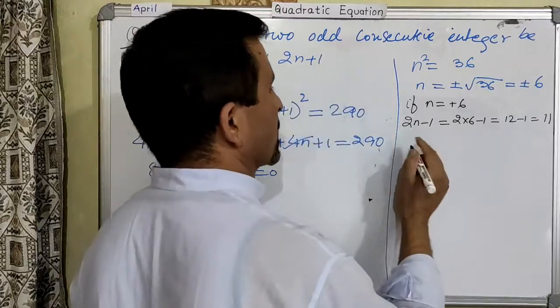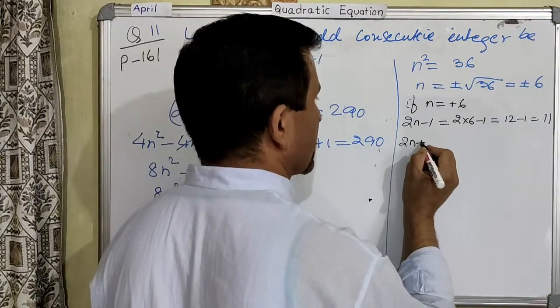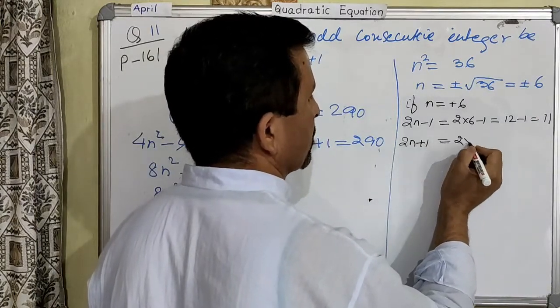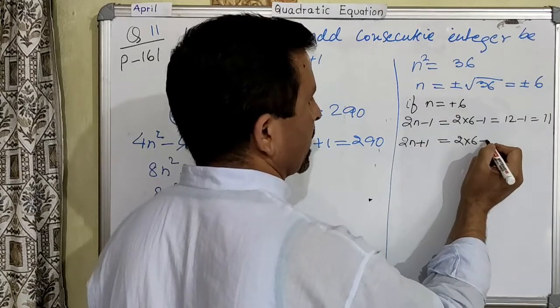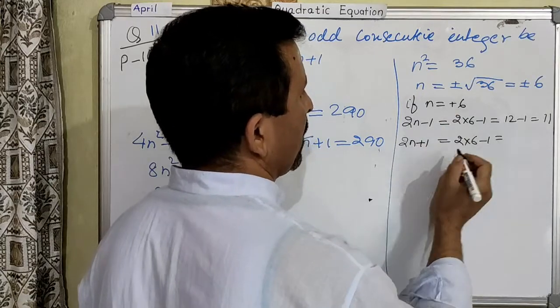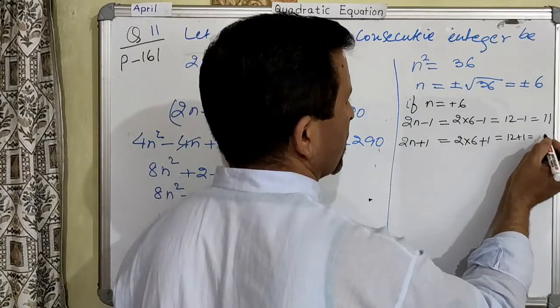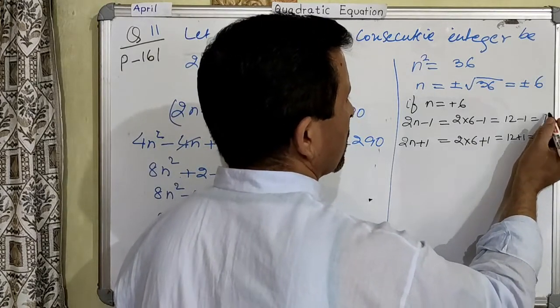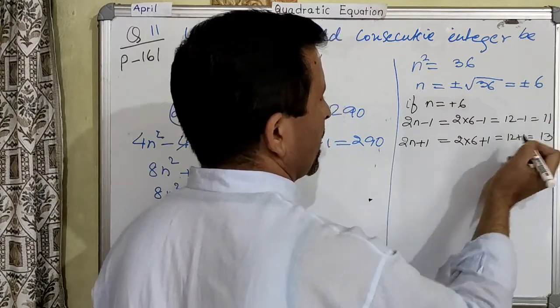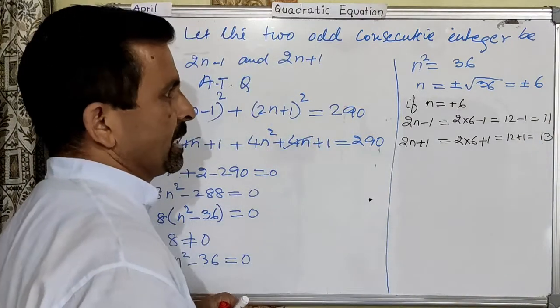Another odd number is 2n plus 1. So 2n plus 1 is equal to 2 into 6, plus 1, that is 12 plus 1 is equal to 13. So these are the two, this is the one set of answers, 11 and 13. These are the two consecutive odd integers.